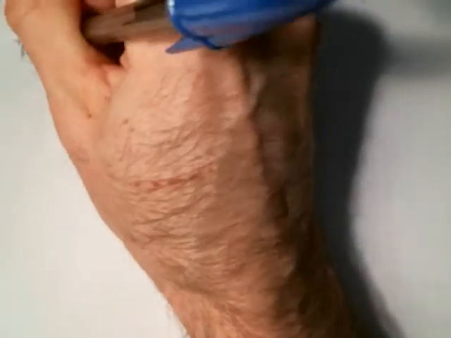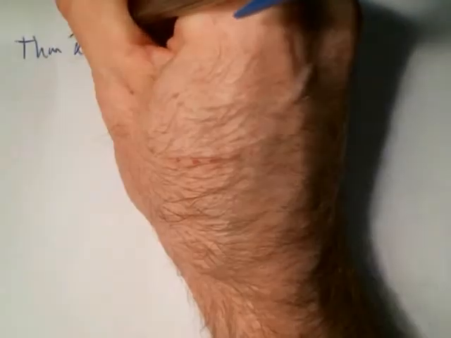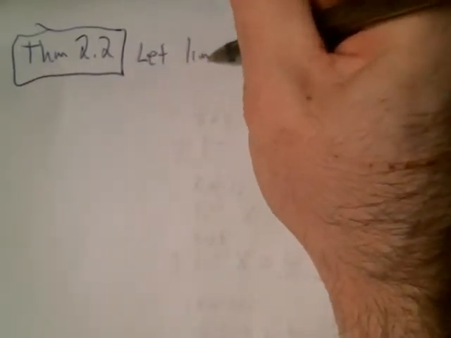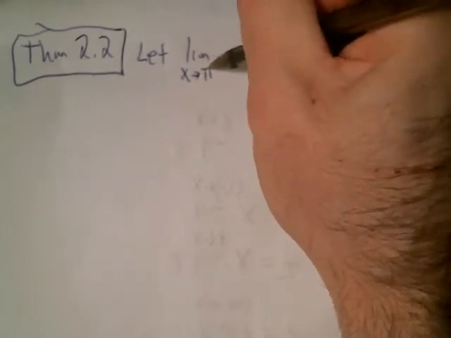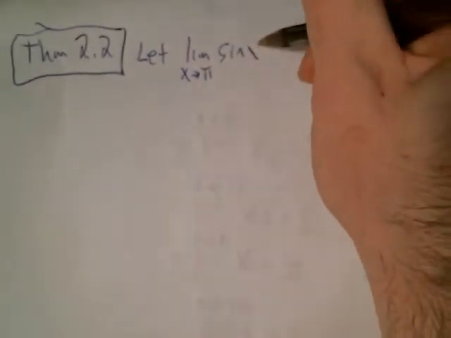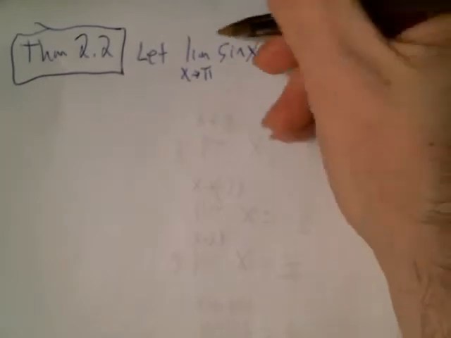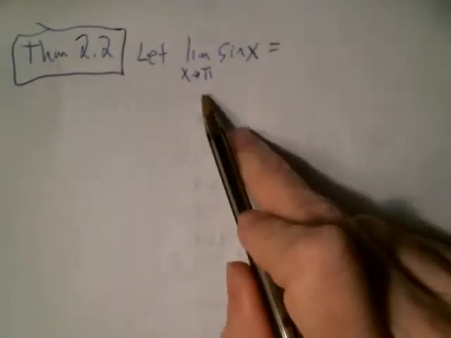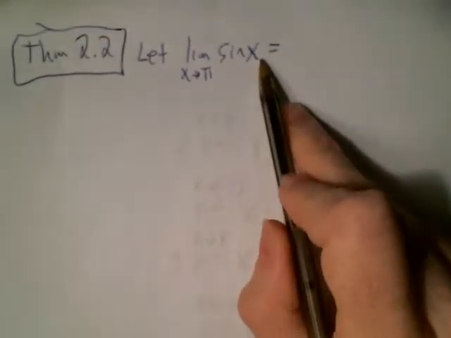So anyways, theorem 2.2, and for me to give you some interesting examples, I need to have you let the limit as x goes to pi of sine of x. And we haven't talked about limits of trigonometric functions, but it'll turn out that all you have to do here is a substitution as well.